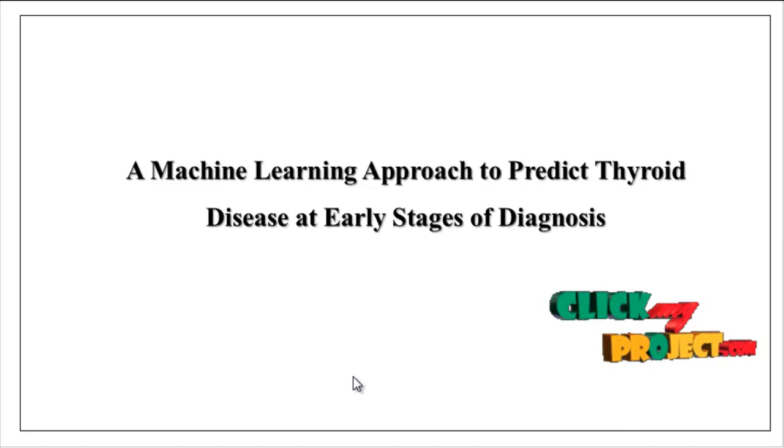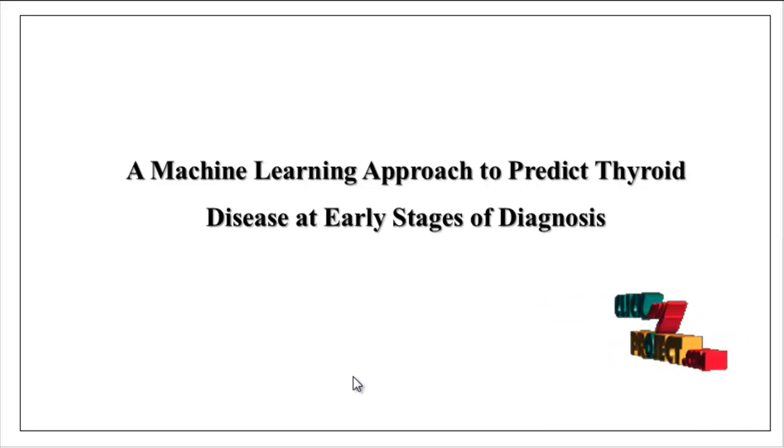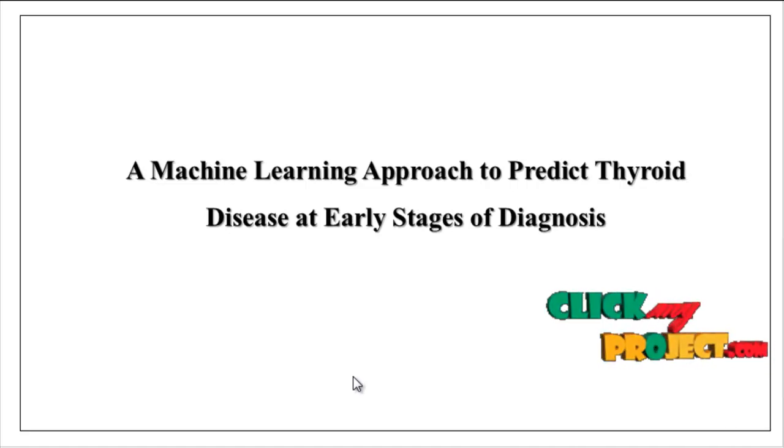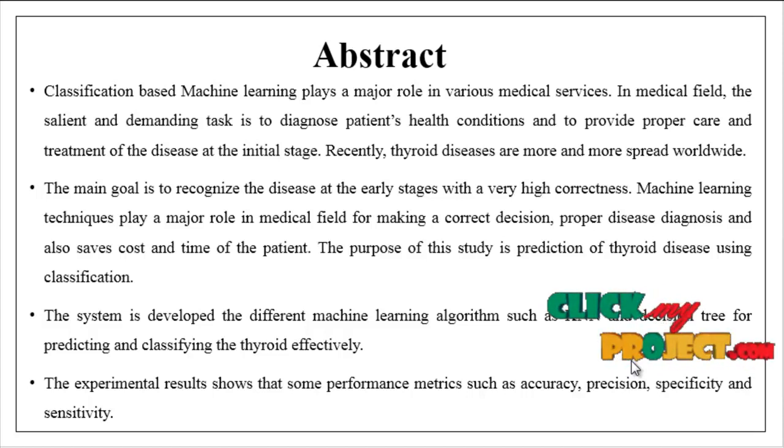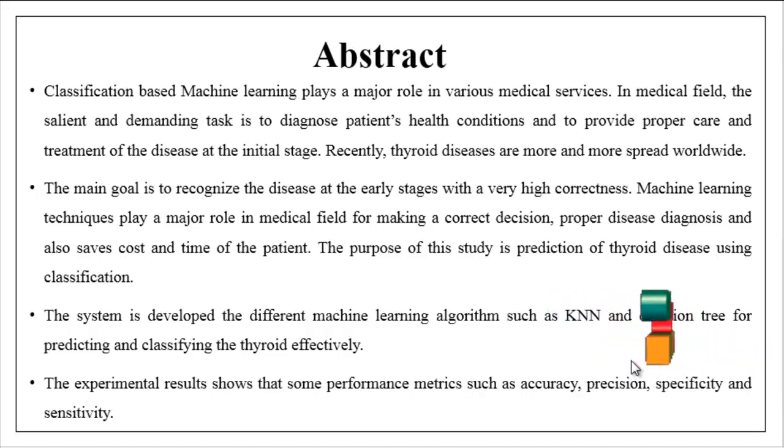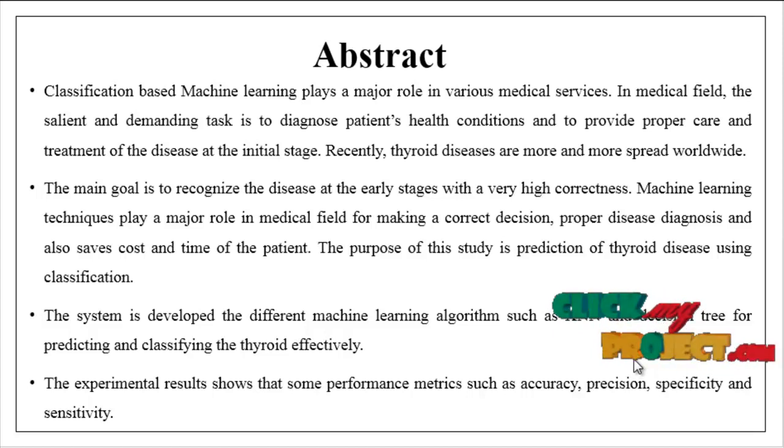See about a machine learning approach to predict thyroid disease at early stages of diagnosis. Then we are going to see the overview of our project. The main objective of our project is to predict thyroid disease based on symptoms by using different machine learning algorithms. Classification based machine learning plays a major role in various medical services. In the medical field, the salient and demanding task is to diagnose patient health condition and to provide proper care and treatment of the disease at the initial stage.